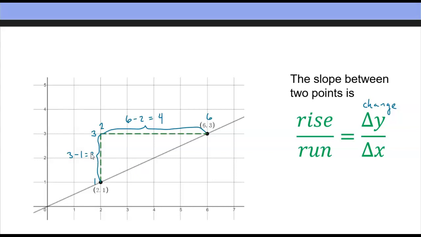So this is our rise, this is our run. The difference between the y's was our rise. The difference between the x's was our run. We put the rise over the run. So this was 3 minus 1 over 6 minus 2. We often call slope m. So 3 minus 1 is 2, 6 minus 2 is 4, and once again we get 1/2.